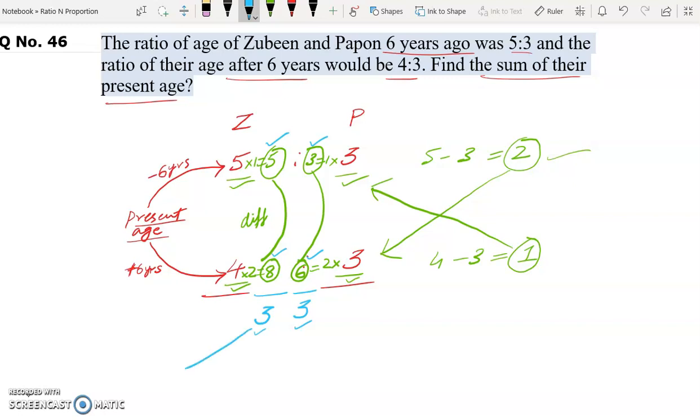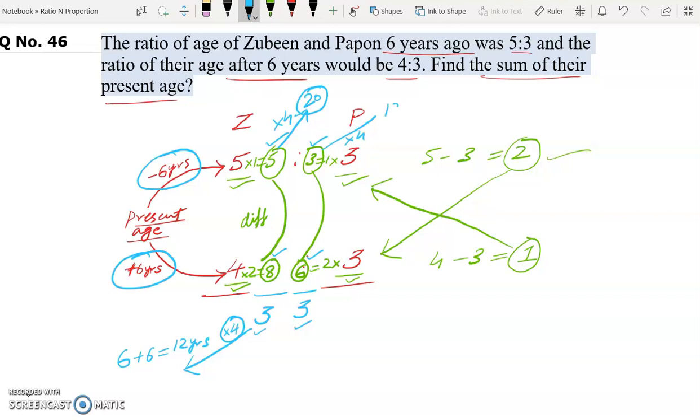Now this 3 units, this will represent what? This is a difference of this 6 years and this 6 years. So this 3 unit will represent 6 plus 6 is equal to 12 years. So 3 into 4 gives us 12 years. Now if we need to find the age of Jubin 6 years ago, this will be 5 into 4. 5 into 4 will give us 20, and 3 into 4 will give us 12.